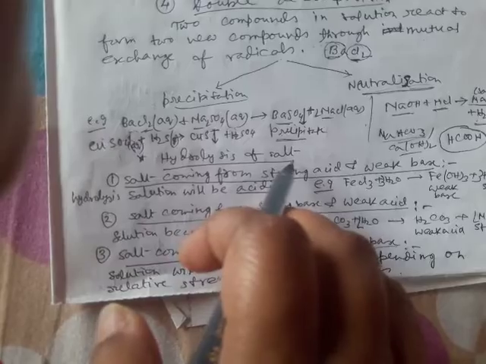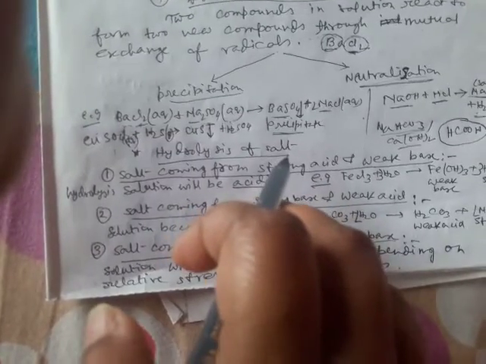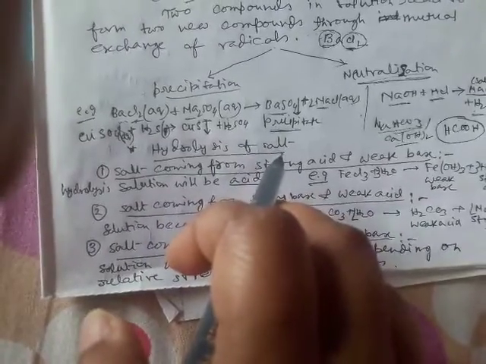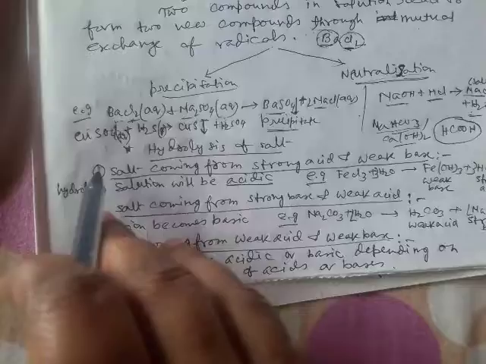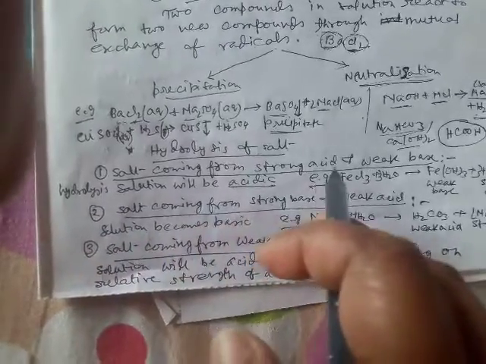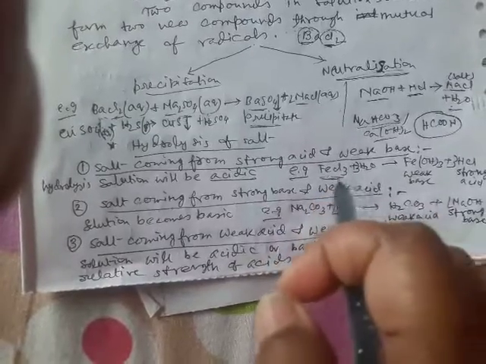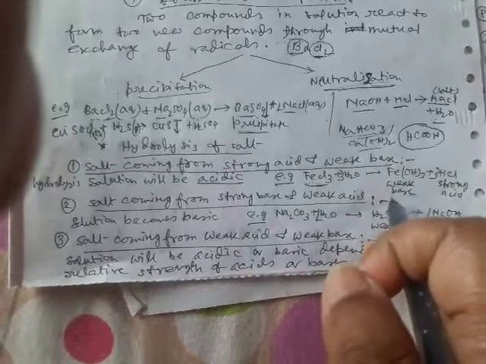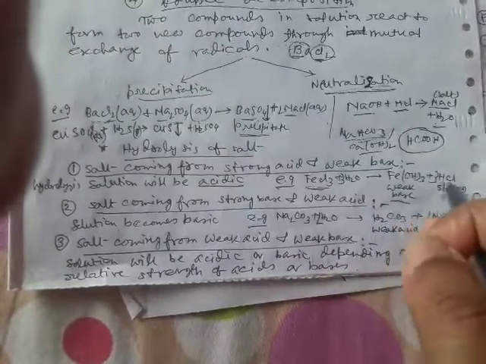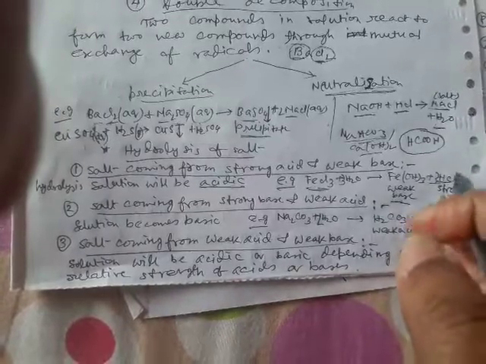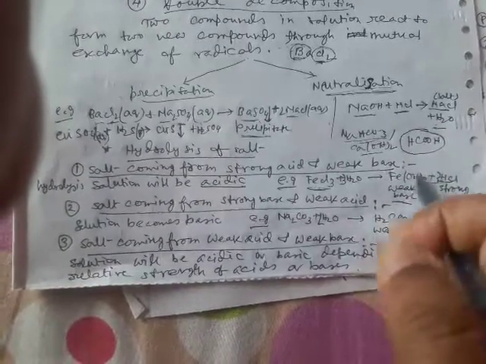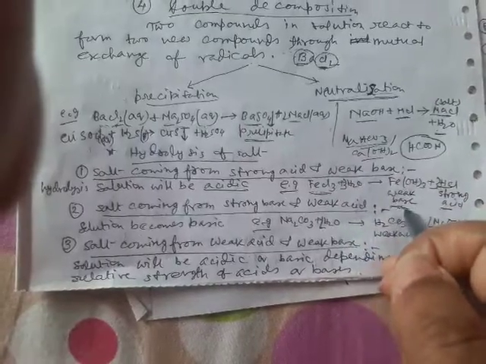Hydrolysis of salt means when any salt reacts with water to form the corresponding acid and the base in solution. This is called hydrolysis of salt. Now case 1 is salt coming from strong acid and weak base, that is ferric chloride. Ferric chloride, when it reacts with water, forms ferric hydroxide, the corresponding base, and HCl, the corresponding acid. Here HCl is a very strong acid, whereas ferric hydroxide is a very weak base.